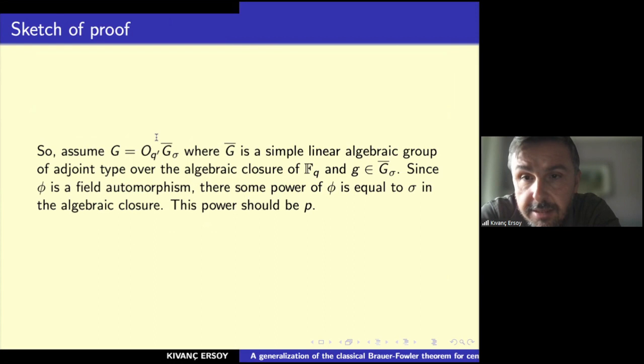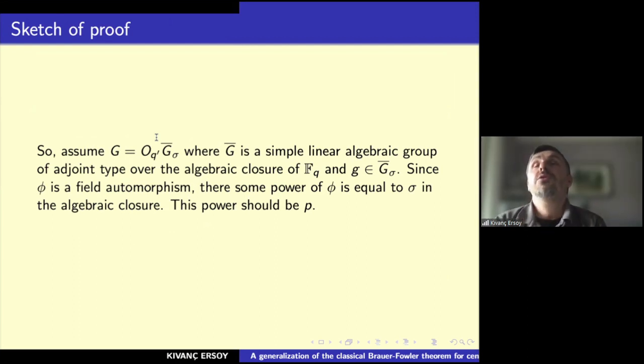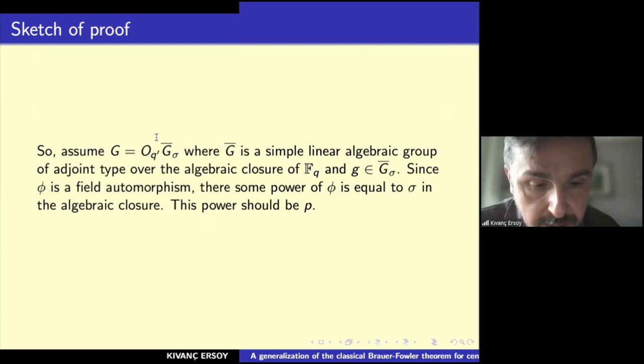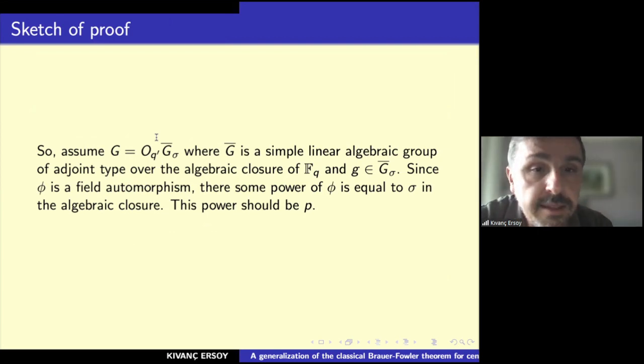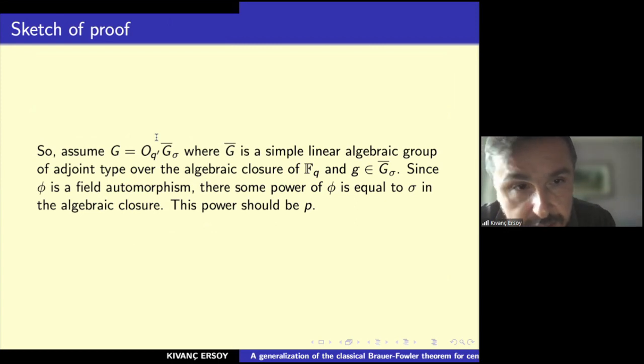G is an element in the inner diagonal elements of G bar sigma. Since phi is a field automorphism, some power of phi is equal to sigma in the algebraic closure. This power should be p because this alpha has order p, and G is normalized. If you consider alpha to the p, it is equal to G phi to the p, but then this is equal to G phi inverse, G phi, G inverse, G phi inverse, G square, etc. And at the end, there is phi to the p. And the first part of this expression would be 1. And since this is a split extension, and the field automorphism should also have order p, phi to the p is equal to sigma.